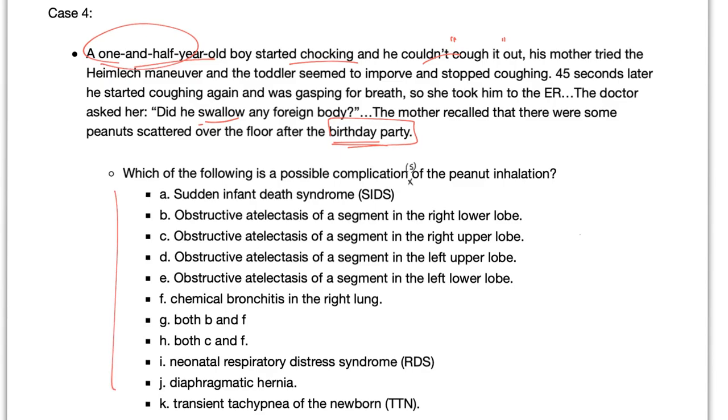Which of the following is a possible complication of the peanut inhalation?